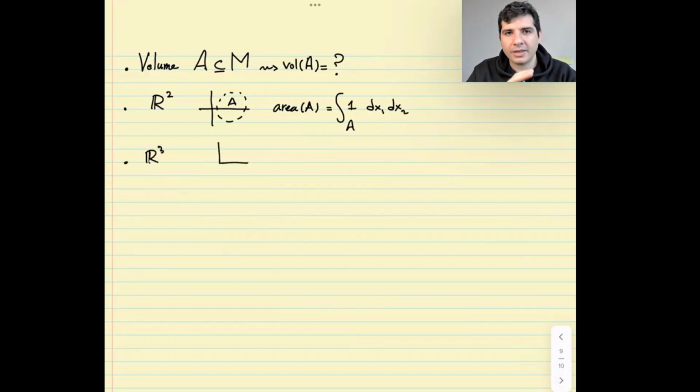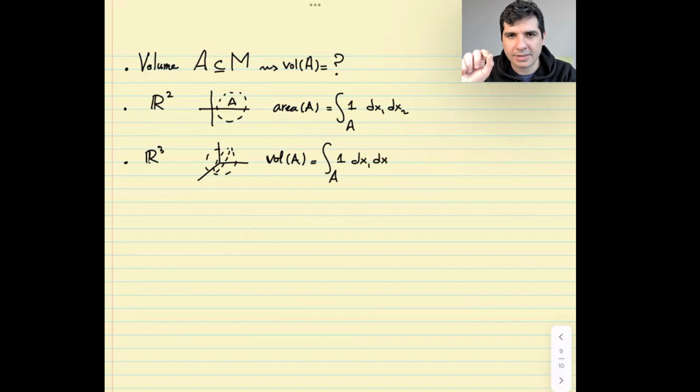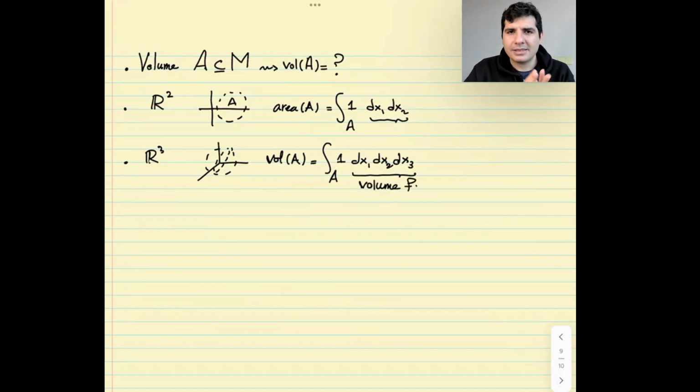If we think about R3 and pick some three-dimensional region inside R3, let's say a ball, what is the volume of that ball? Again, it's the integral of 1 dx dy dz, or dx1 dx2 dx3, over A. There is a similar thing in Riemannian manifolds. The essential thing here is that dx1, dx2, dx3, say over R3, is called the volume form. We are integrating the volume form.